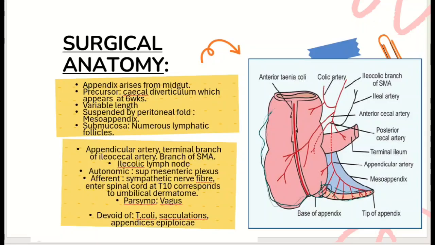Now this blue color fold is a fold of mesentery, which is called mesoappendix. What is the importance of this mesoappendix? This peritoneal fold which is suspended here contains the appendicular artery. You can see this is the appendicular artery. Appendicular artery is a terminal branch of ileocolic artery. Ileocolic artery is a branch of superior mesenteric artery.